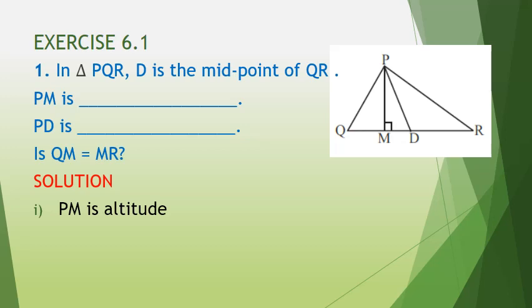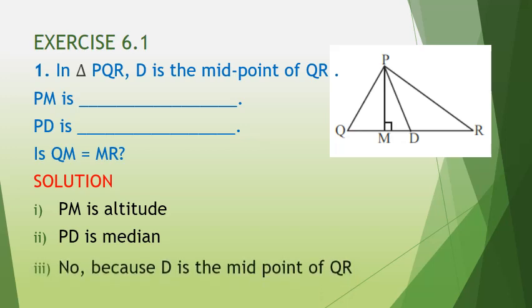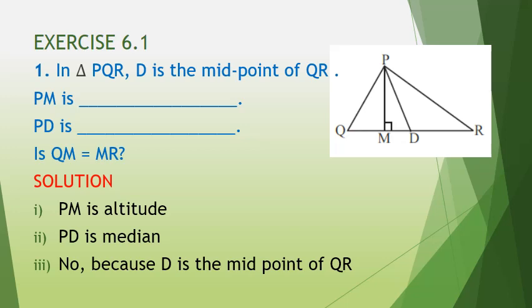PM is an altitude because it is the line segment drawn perpendicularly from the vertex P to the opposite side QR. Now what about PD? Since D is the midpoint of side QR, hence PD is the median. Is QM equal to MR? No. QM is not equal to MR, since D is the midpoint of QR, as given in the question.